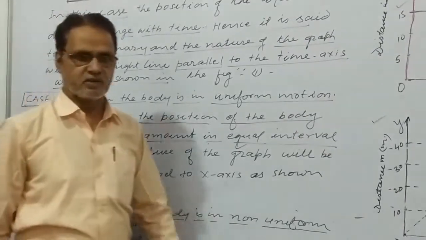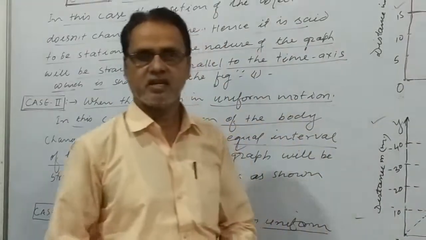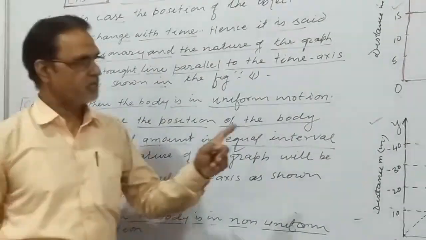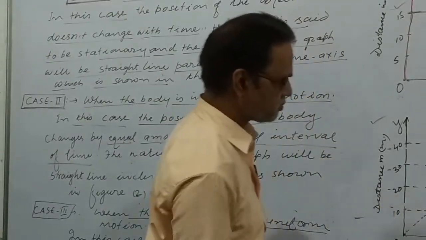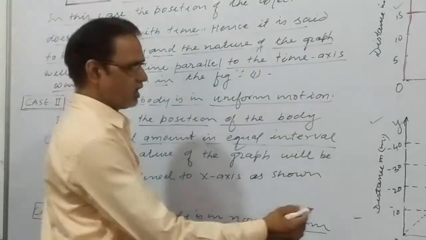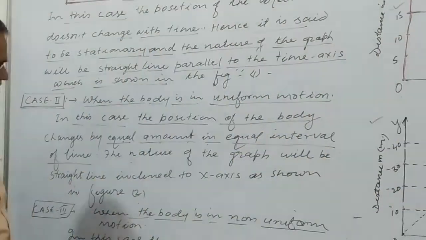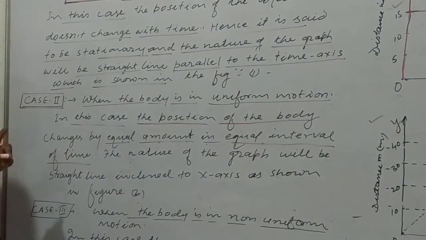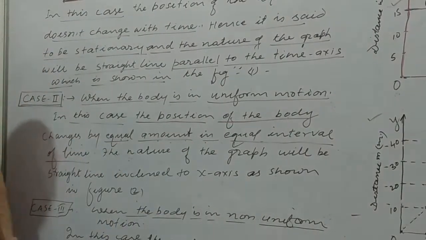So according to the definition of uniform motion, when the body covers equal distance in equal interval of time, such type of motion is uniform. तो यहाँ uniform है, speed cover कर रहा है, uniform motion. This is a straight line inclined to the time axis. Understanding? In this case, the position of the body changes by equal amount in equal interval of time.